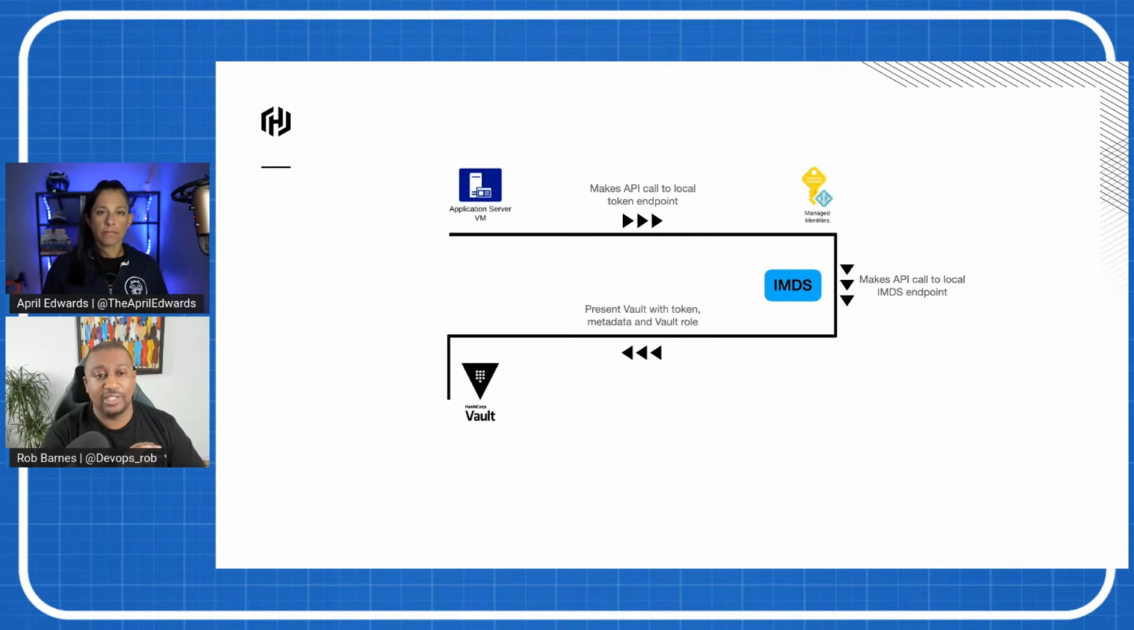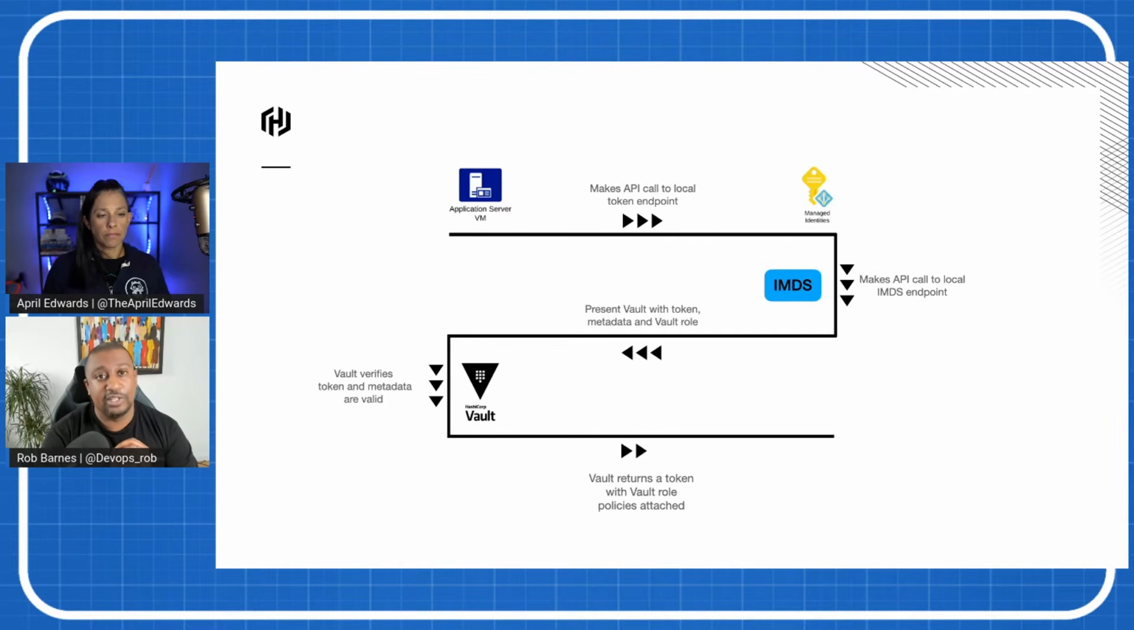And then when Vault has that information, it can go to Azure. It can verify that it is, in fact, a valid token. It can verify the metadata is valid as well. And once it's satisfied that it is valid, Vault then returns a token with all the policies that are attached to that Vault role. So that's the simple end-to-end workflow of what's going on under the hood. Let's go and take a look at a practical live demo and dive into some code and have a look at how this works in practice.